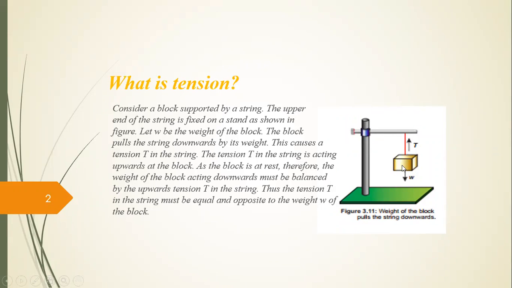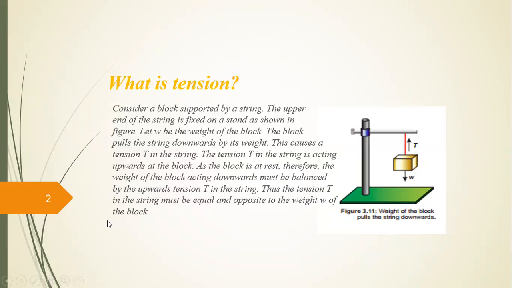The weight of the block is acting in the downward direction, and due to that weight, the tension is produced in this string. The block pulls the string downwards by its weight, and this causes a tension T in the string. The tension T in the string is acting upwards at the block, and as the block is at rest, therefore the weight of the block acting downward must be balanced by the upward tension T in the string.